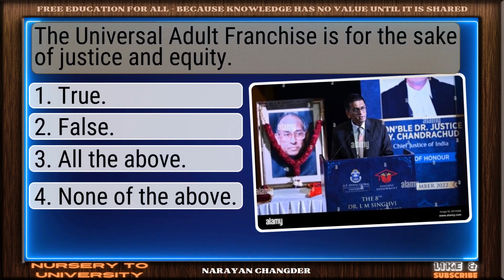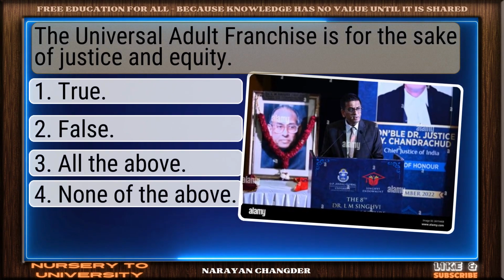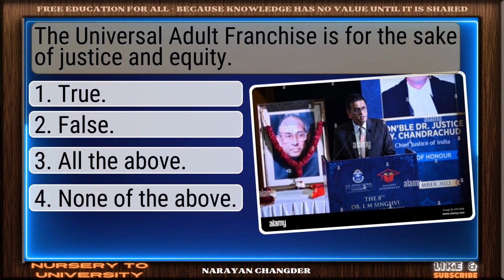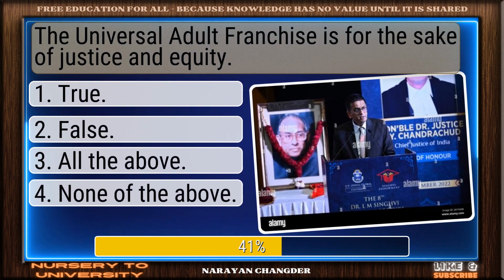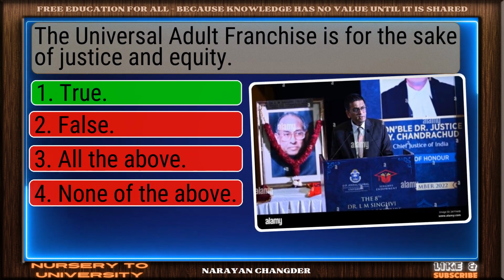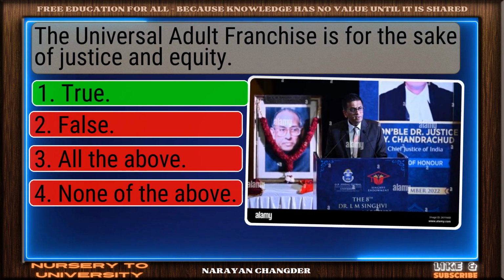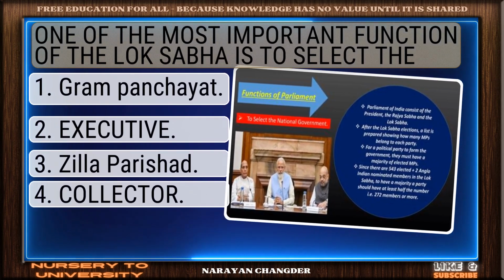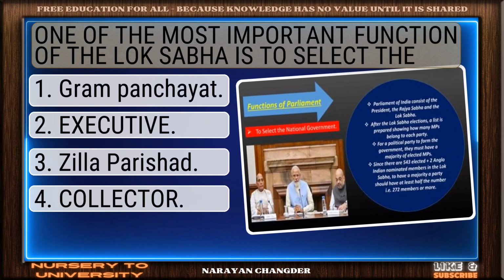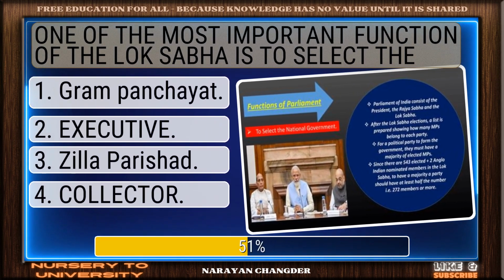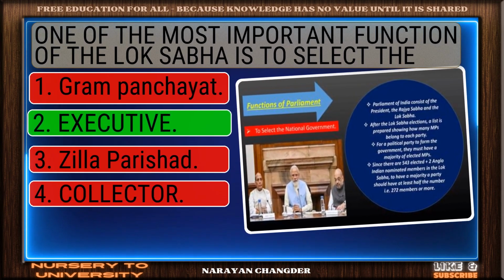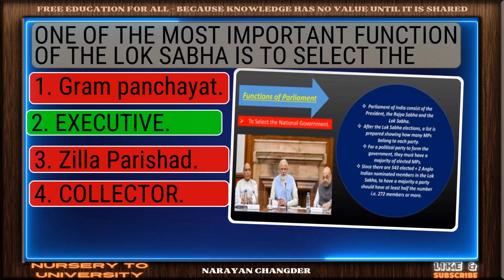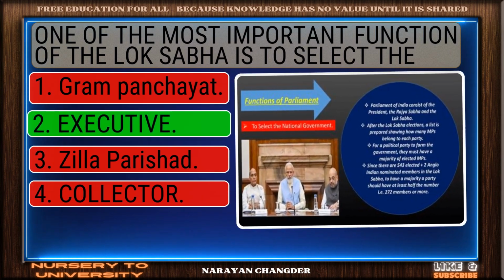Question number 62. The universal adult franchise is for the sake of justice and equity. Nicely done. True is a solid answer. Question number 63. One of the most important functions of the Lok Sabha is to select the. Excellent choice. Executive is the right answer.